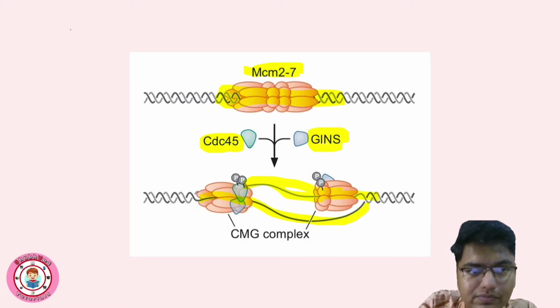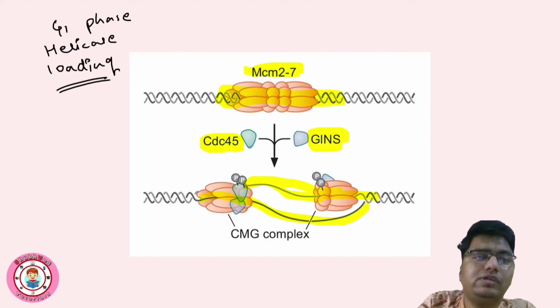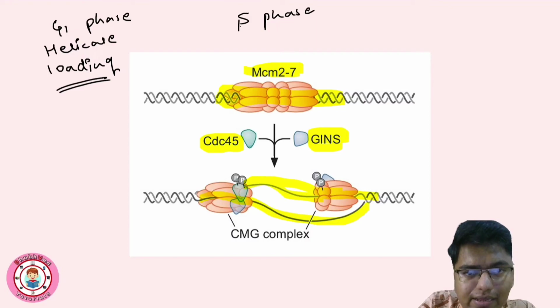Also, we saw that the G1 phase is for helicase loading. Helicase loading means MCM27, the helicase, is loaded properly on the DNA site where the strand separation will take place, or we can say near the origin. Proper loading of the helicase on the double strand DNA takes place in G1. And the S phase is for helicase activation.